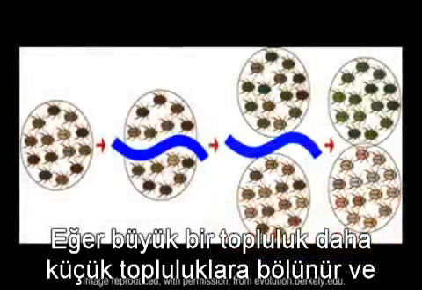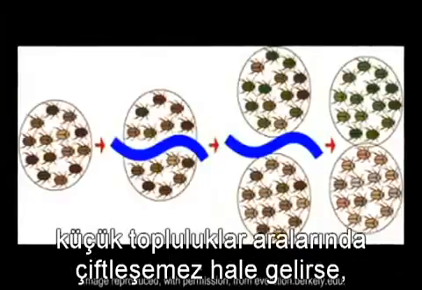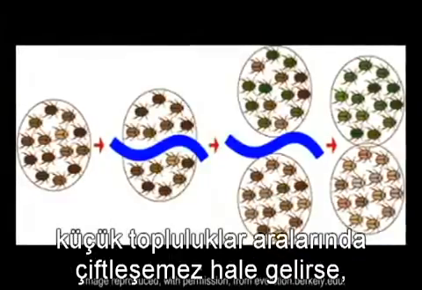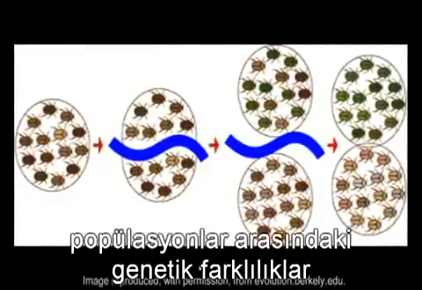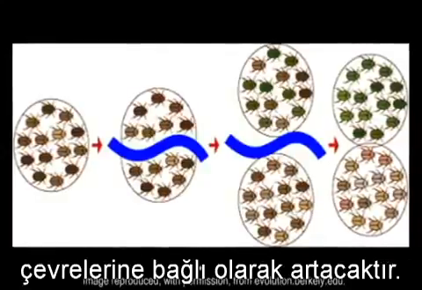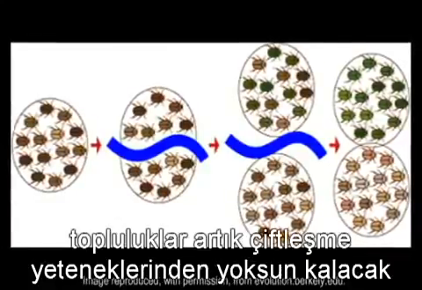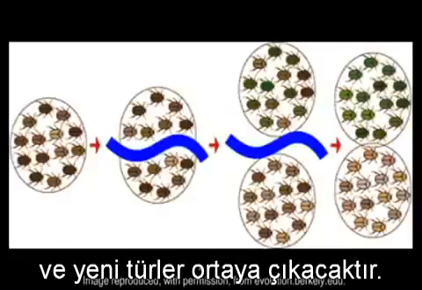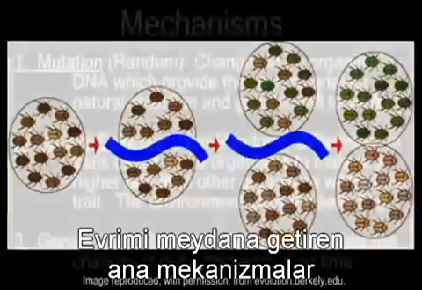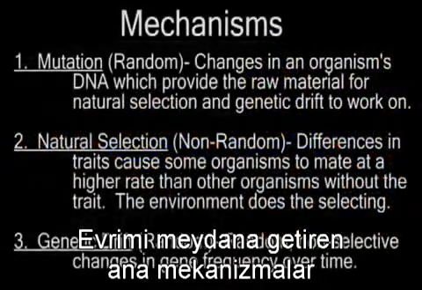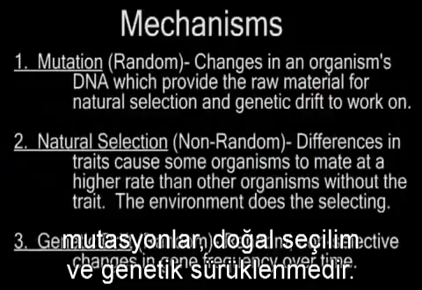If a large population becomes split into smaller ones, and those smaller populations aren't allowed to readily mate, genetic differences will accumulate between the populations based on their environment. After enough time passes, the populations will no longer be capable of mating at all, and a new species is said to have formed. The main mechanisms driving evolution are mutations, natural selection, and genetic drift.